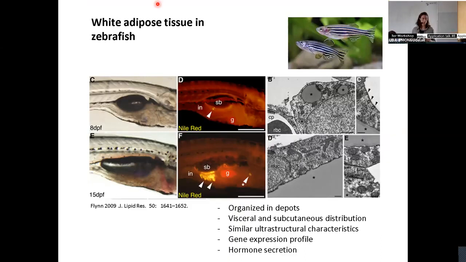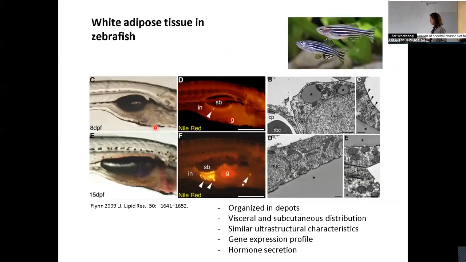Zebrafish has white adipose tissue, which develops during larval stages. Here we see an image of adipose tissue labeled with Nile red, showing the accumulation of fat. I also want to mention that white adipose tissue in zebrafish has almost the same characteristics as in mammals. It accumulates in several depots along the body, and it has similarities from the ultrastructural point of view and also from the gene expression point of view.